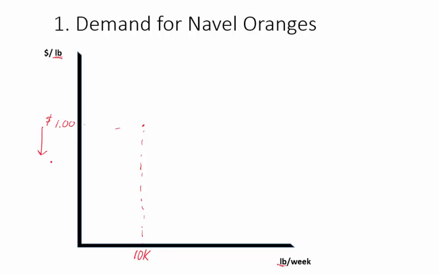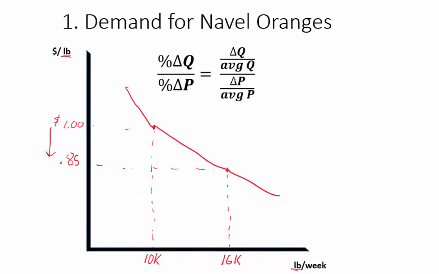Then we'll have the price fall to 85 cents per pound. And at that price, the sales go up to 16,000 pounds. Okay, now when we have a segment of our demand curve here, we could kind of draw a demand curve in here. We don't need to, but that's fine. Now let's bring in our equation, percent delta Q over percent delta P, and remember, using the midpoint formula, it's delta Q over average Q divided by delta P over average P. So it's simply a matter of plug and chug now.